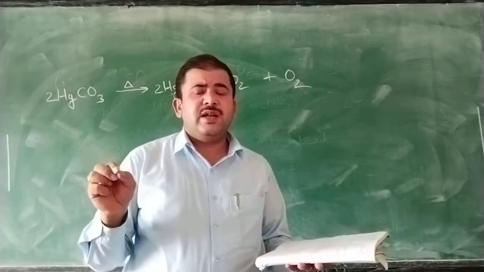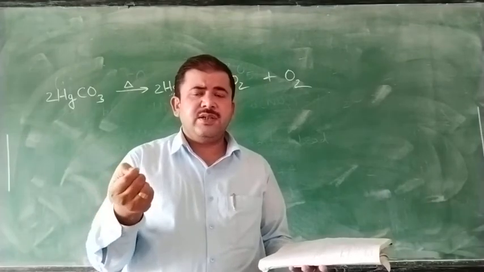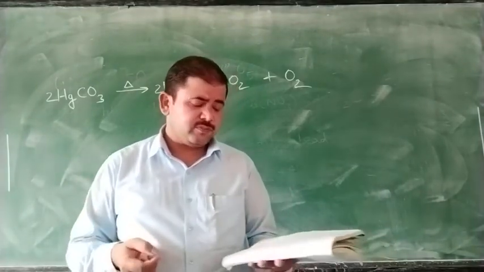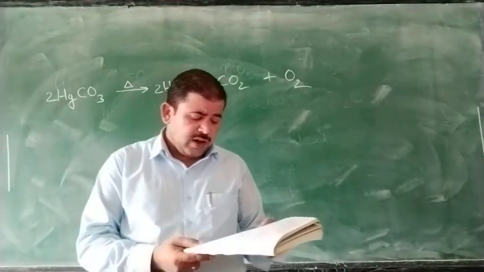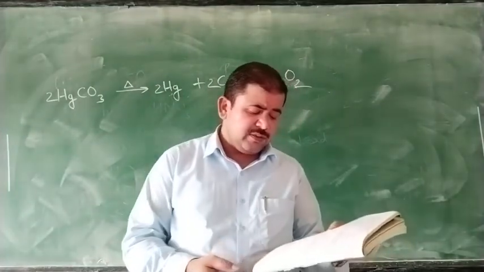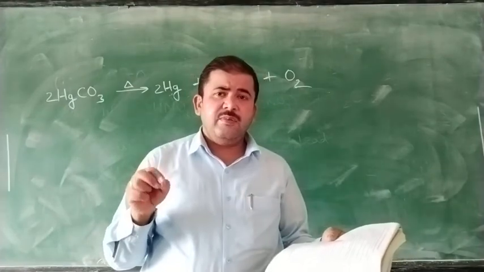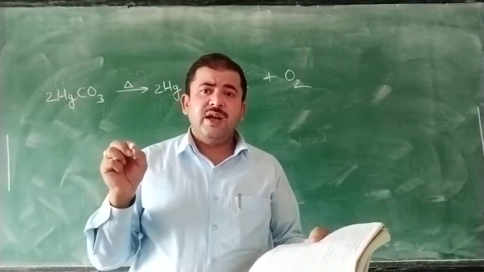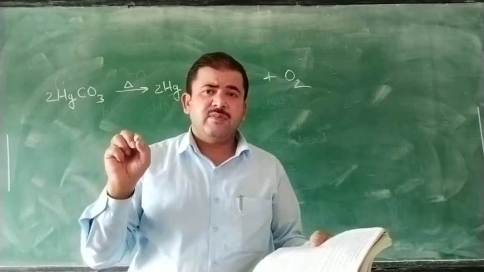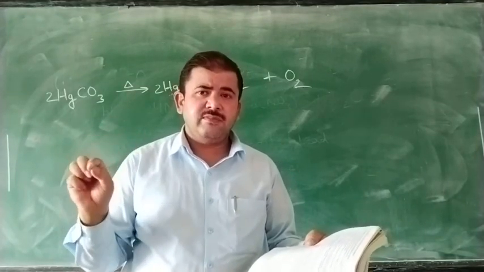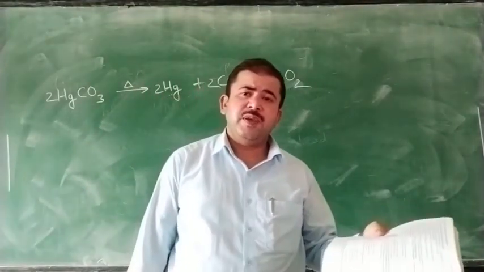So zinc oxide color in hot condition is yellow, and in cold condition zinc oxide color is white, ZnO. And after this, lead nitrate. Lead nitrate here is white in color, and by heating we will get the lead monoxide PbO, and the color of this is yellow, and this is also called litharge. PbO is the residue we will get, and the color of this PbO is yellow.